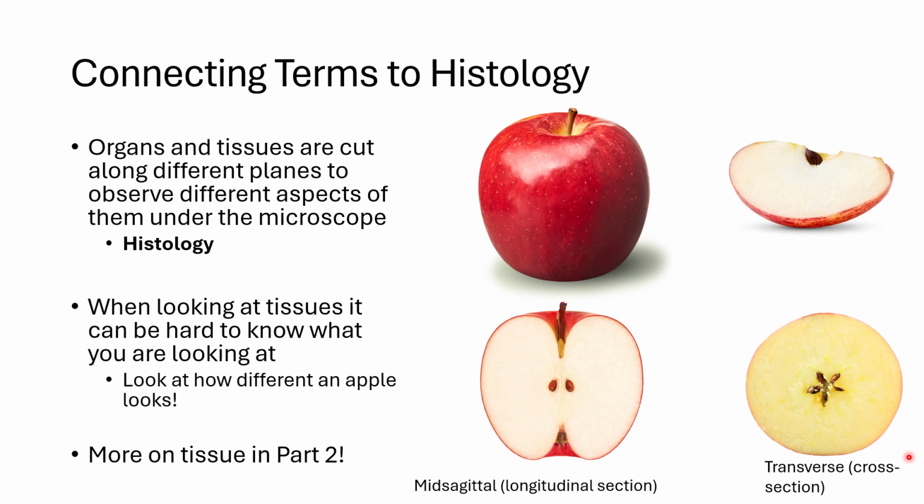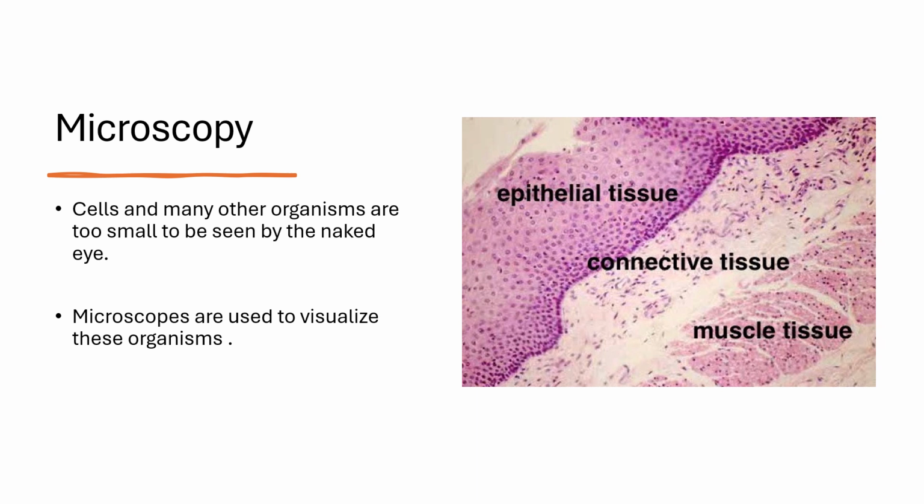Okay? Now, we're going to take these organs, we're going to cut them along different planes, and it's going to give us a view of the organ itself. Now we need to take the information we just talked about, the apple and how we cut it, and apply that to microscopy.